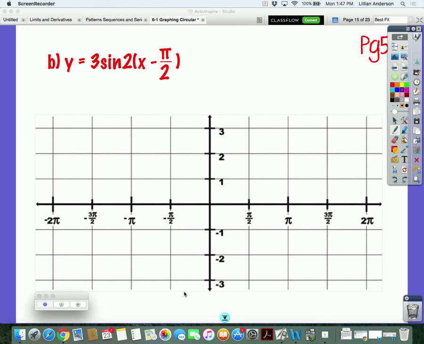So again, this is going on page 5. You are graphing y equals 3 sine (2x minus pi over 2). Okay?